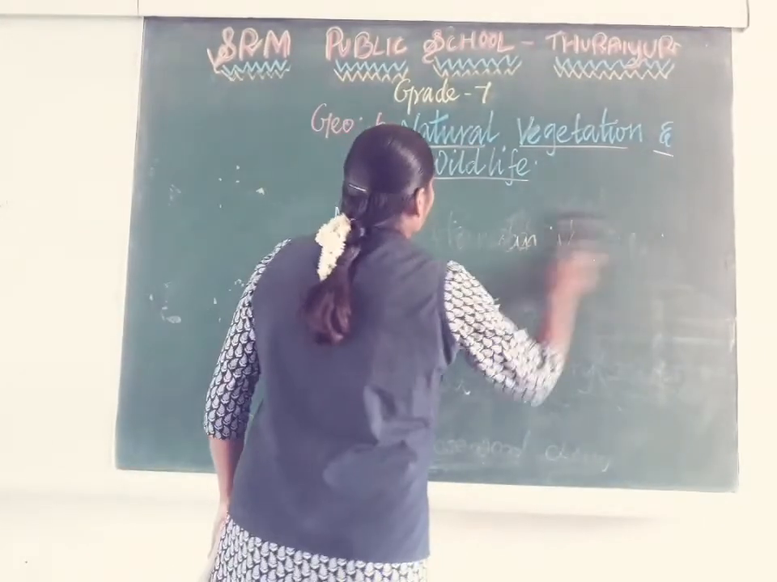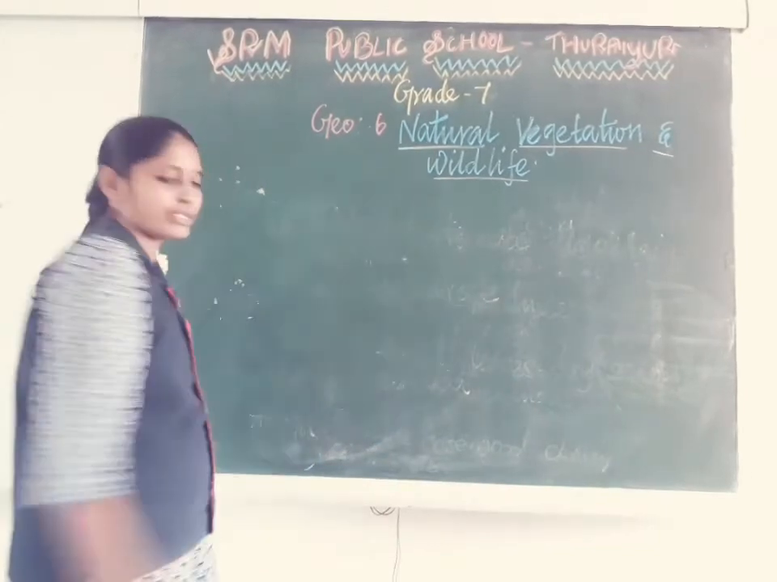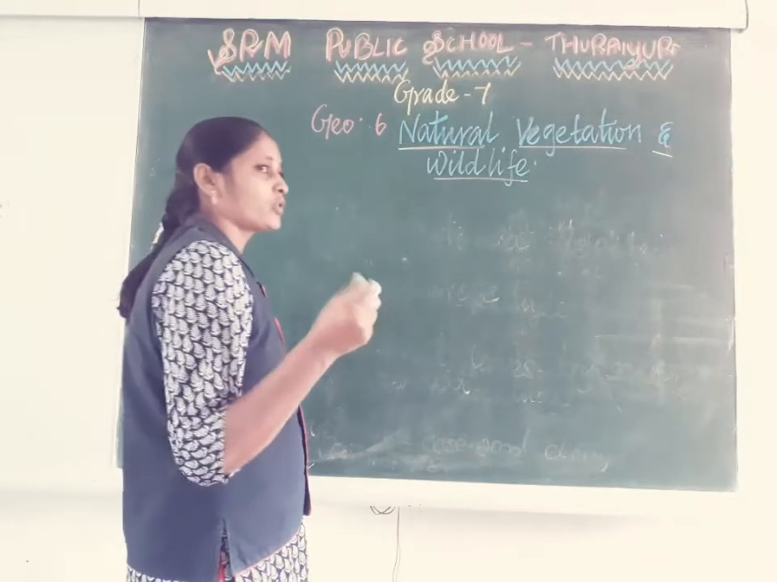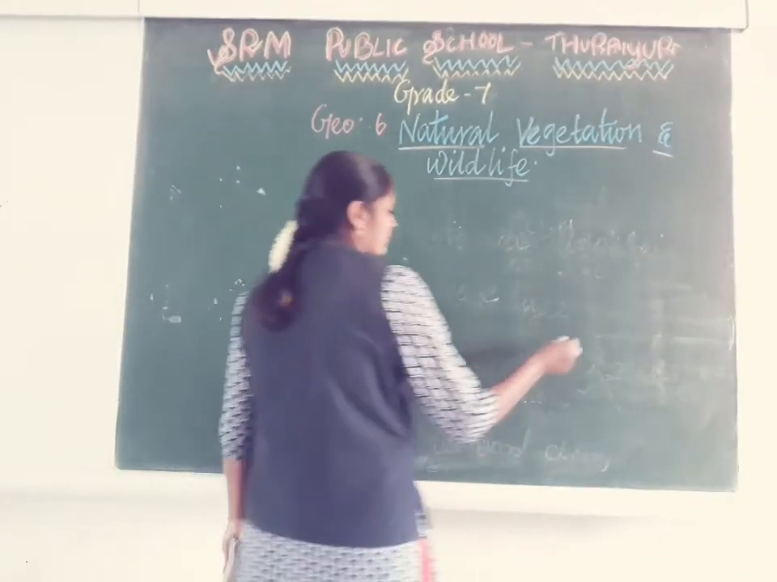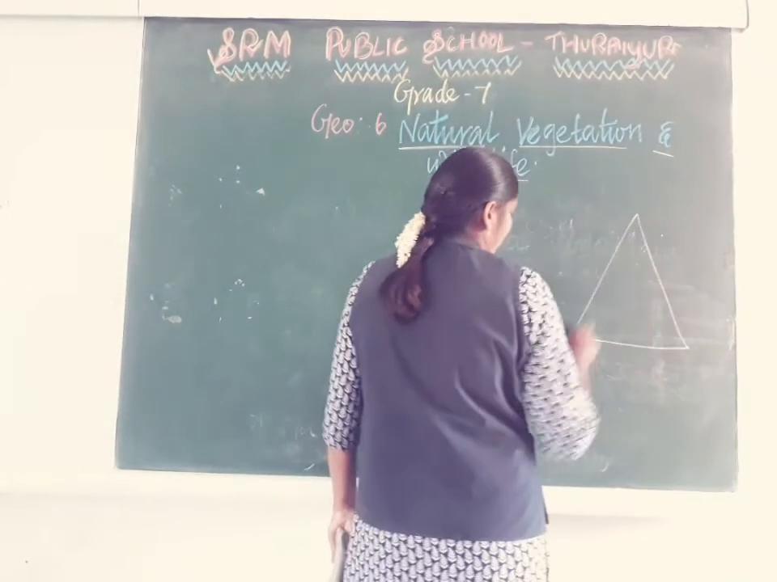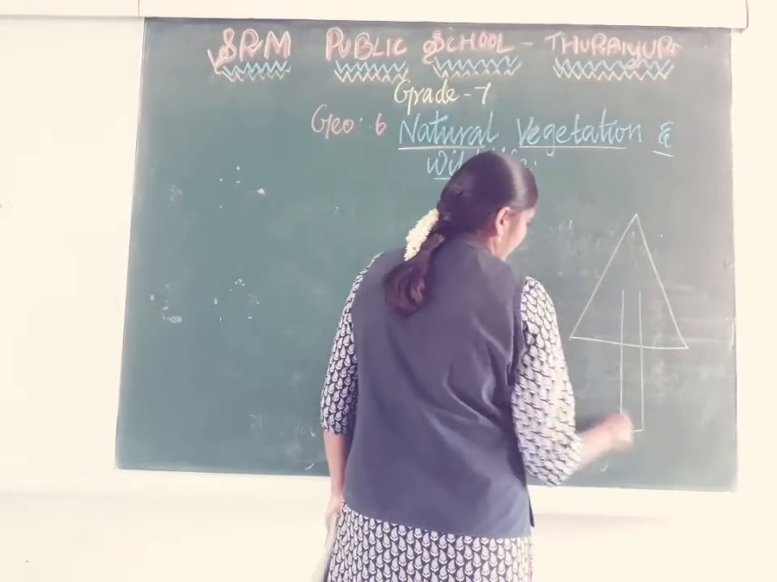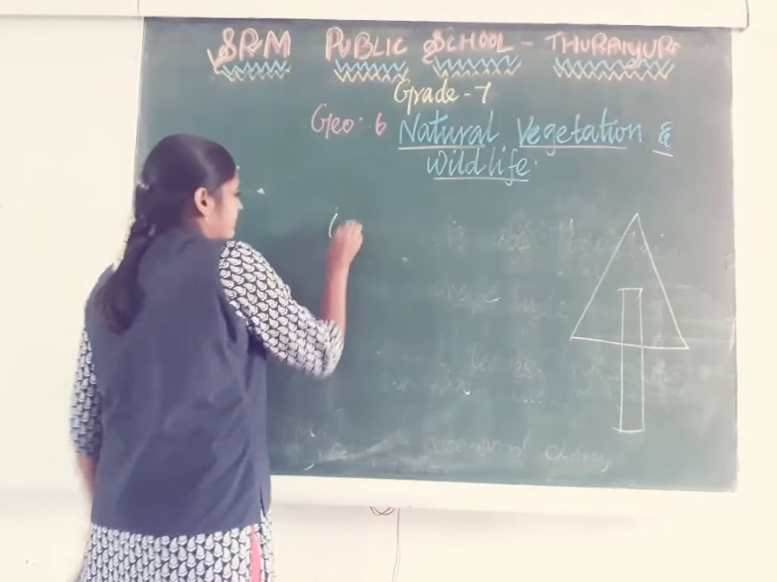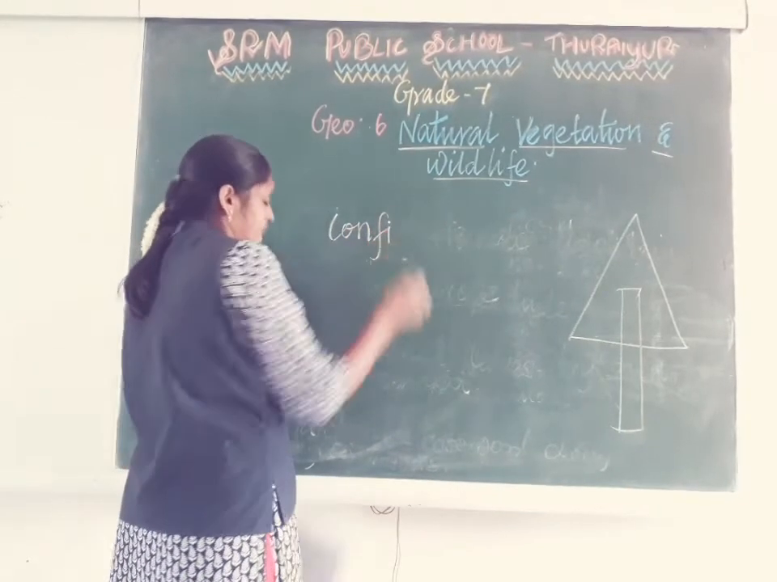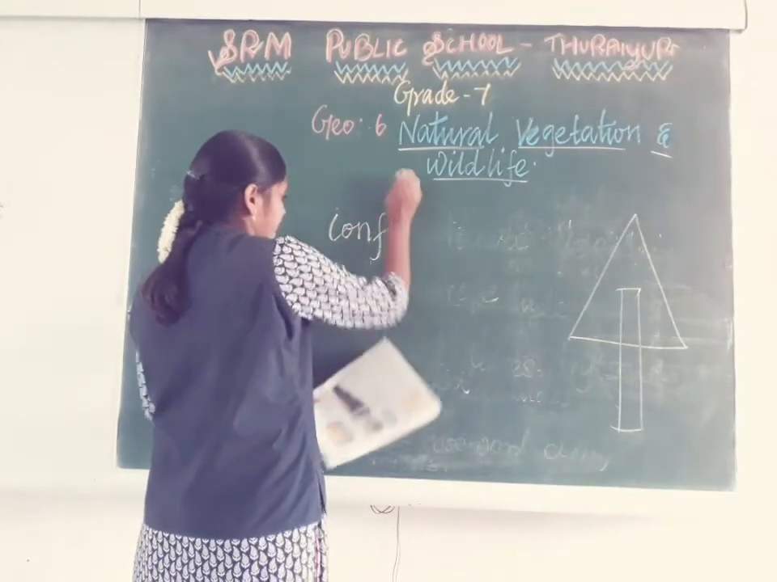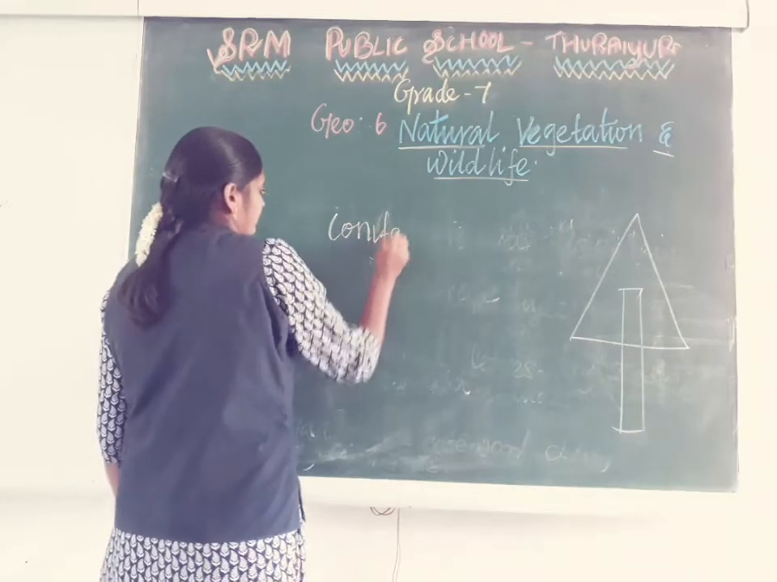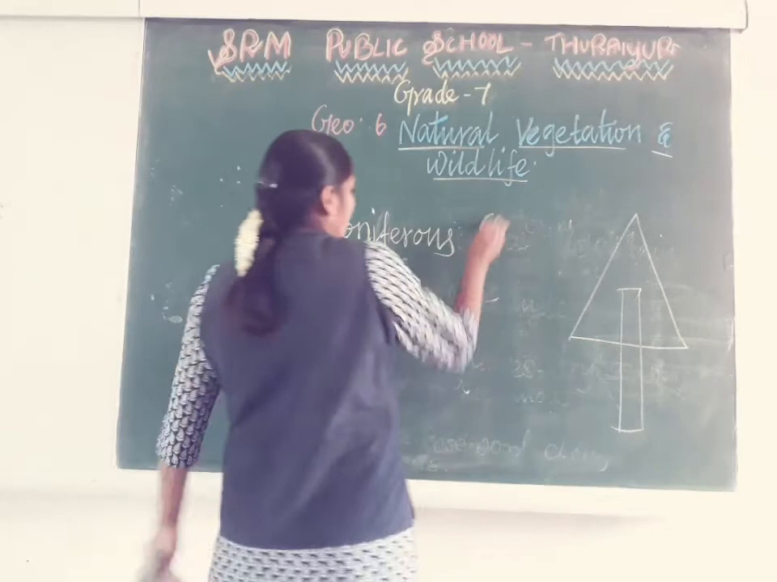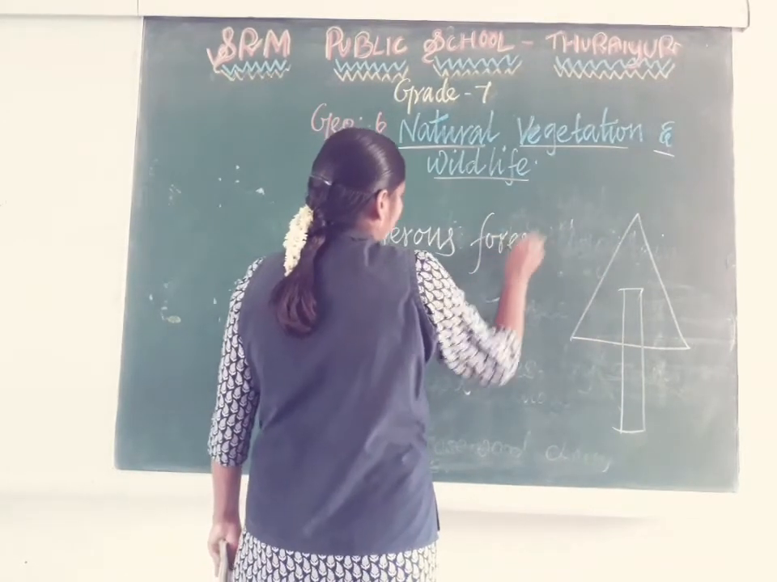The name itself, you know, coniferous. Coniferous means the trees and the leaves of the trees look like a cone shape. Okay, the trees and the leaves look like a cone shape. So in this forest we can see cone shaped trees. Okay, that's why this forest is called the coniferous forest.